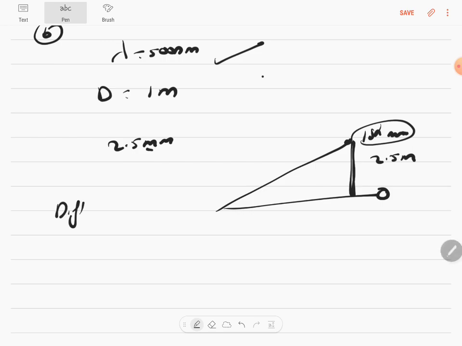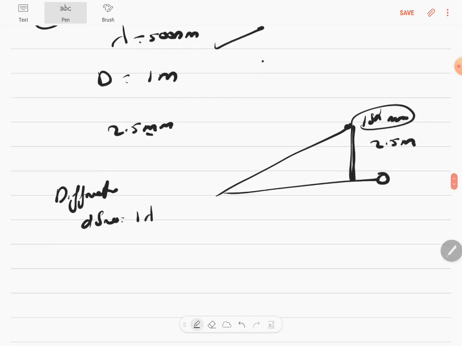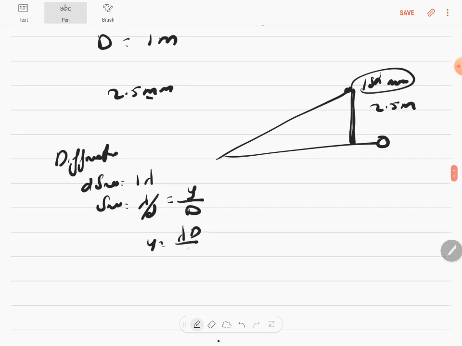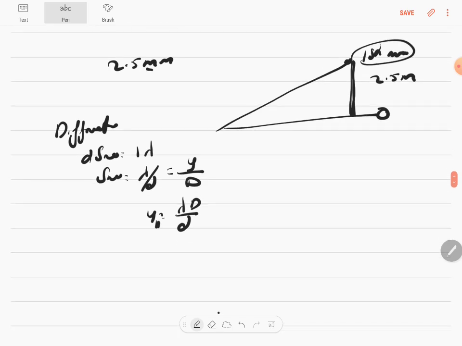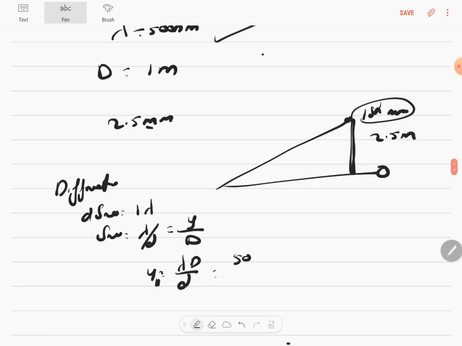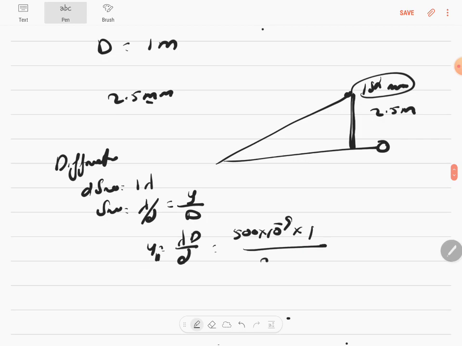In diffraction, you know that for minimum, d sin theta is equal to 1 lambda. So sin theta is equal to lambda by d, and tan theta is equal to y by capital D. So y is equal to lambda into capital D by small d, which will be the position of the first minima. So then you have lambda, which is 500 into 10 to the power minus 9, into capital D, which is 1 meter, by small d, which is 2.5 into 10 to the power minus 3 millimeter, right?